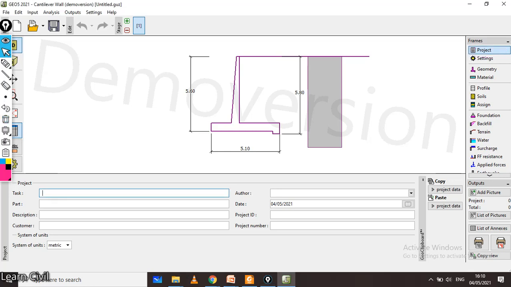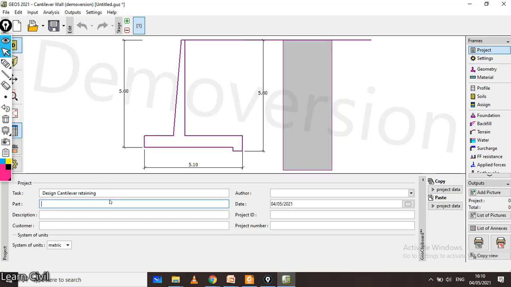So the task is design cantilever retaining wall, it is very simple. Part, let us consider A, description, GCOE, project ID, let us consider it is GCOE-1. This is the project ID. You can provide here the customer name, let us consider Rajesh Thakre. Then we have project number, let us consider it is project number 450. Like this, information you can provide.